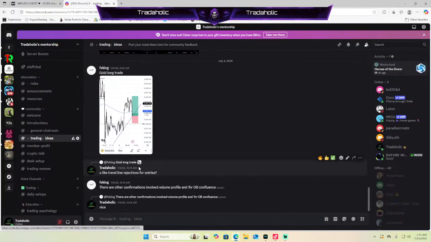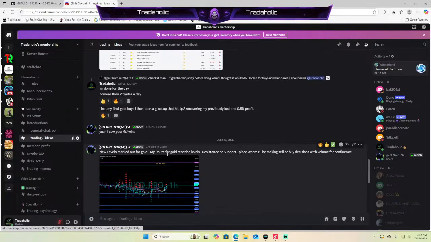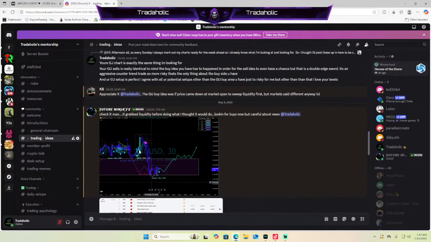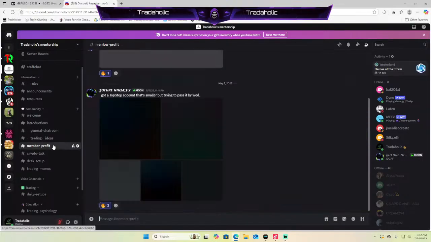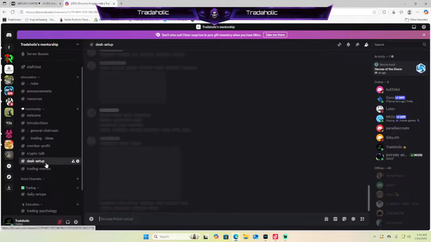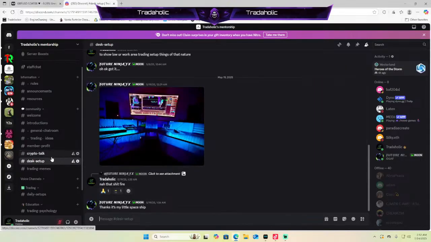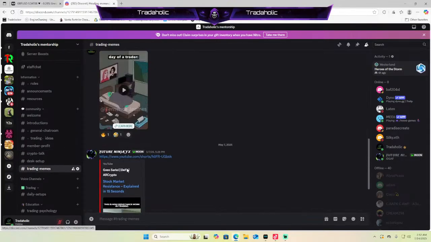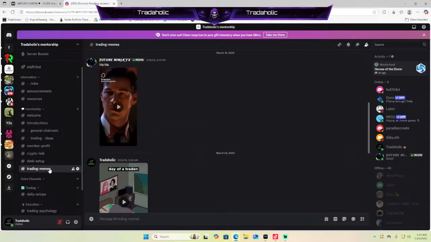Trading ideas. If you got your own ideas that you want to post to get feedback on from me or other people, like what you think about this setup, things of that nature, you send them inside trade ideas. You want to screenshot and post your profits, do that as well. You want to talk crypto, or you want to showcase your desk setup, you do that here in desk setup as well. Funny videos for trading memes and stuff like that, post them in here.